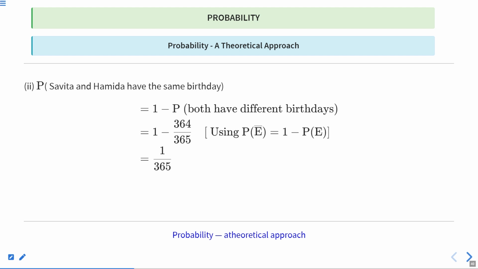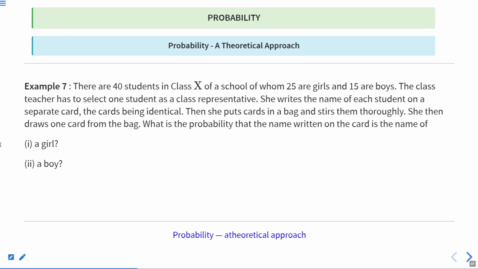Okay, therefore the probability that Sabita and Hamida have the same birthday is equal to 1 by 365. And now let us see the next example.